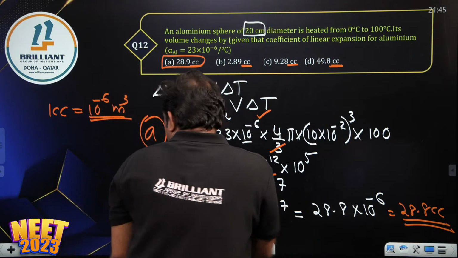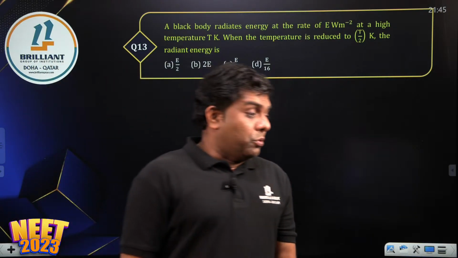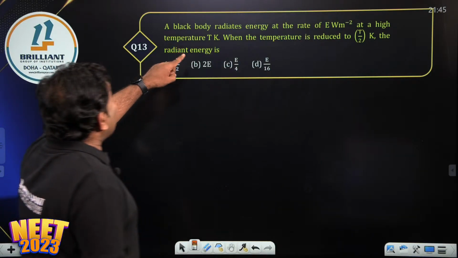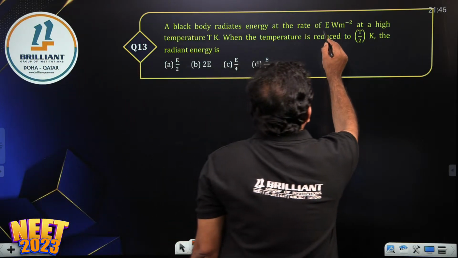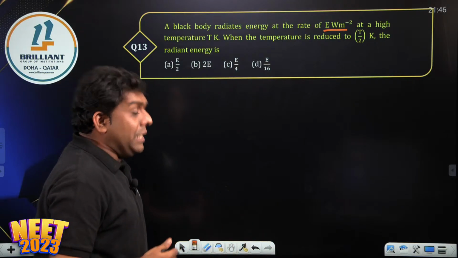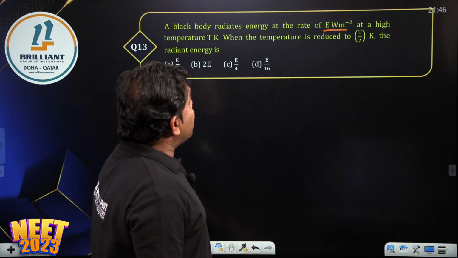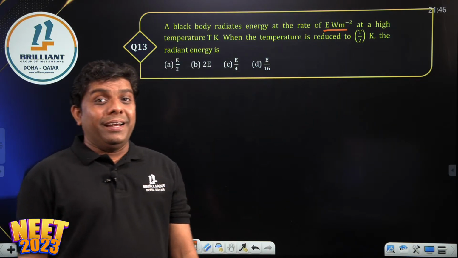You got it. Okay. Now the next question we are trying, question 13. So please see what is question 13 now. A black body radiates energy at the rate of E watt meter raised to minus 2 at a high temperature T Kelvin. When the temperature is reduced to T by 2 Kelvin, what is the radiant energy?